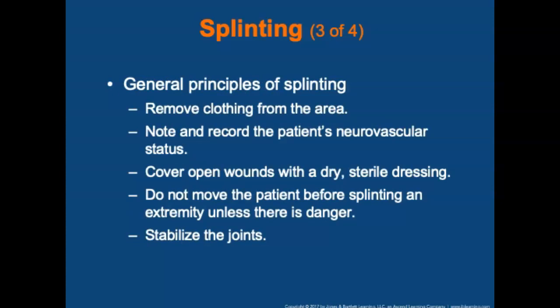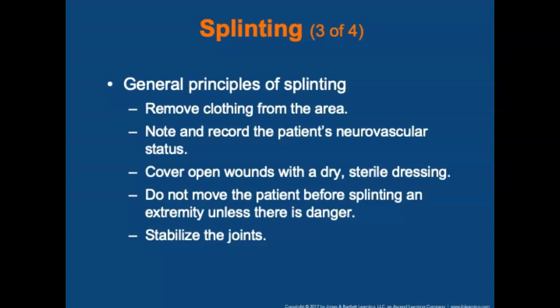A splint is simply a device to prevent movement of an injured part. It can be made from any material, on occasion when you need to improvise. The three types of splints are rigid, formable, and traction splints.